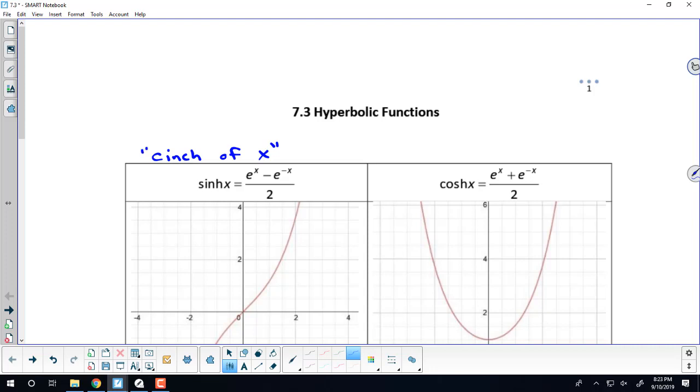And hyperbolic cosine is read, I don't know, cosh of x. So let's say it rhymes with gosh. I don't know how to spell that word. I think that's it.